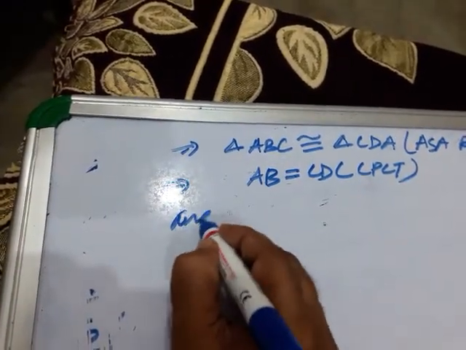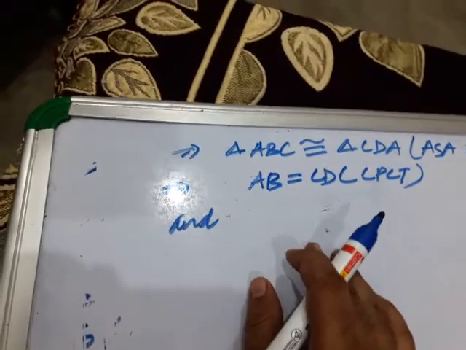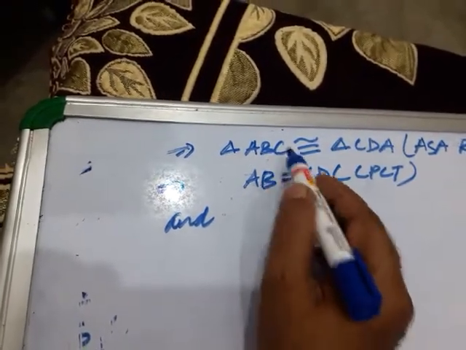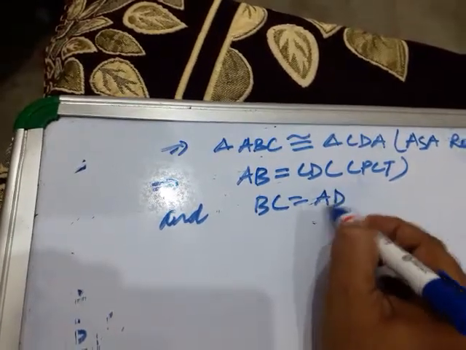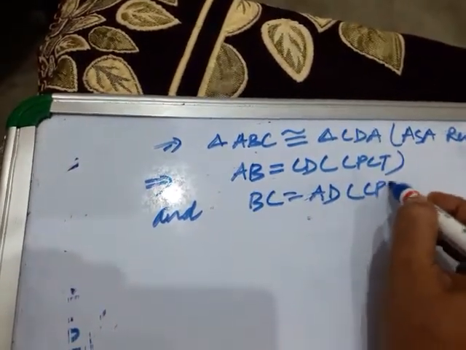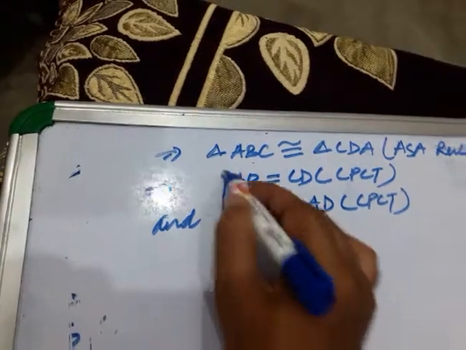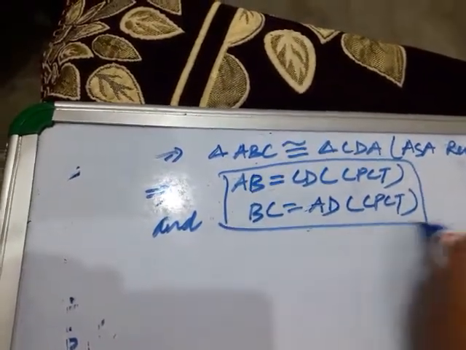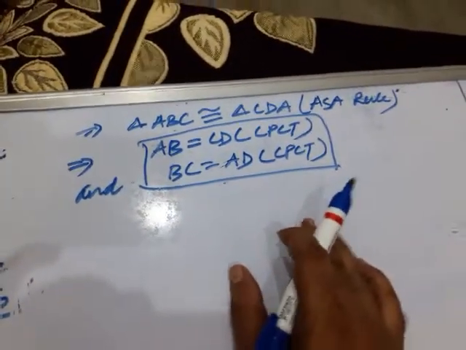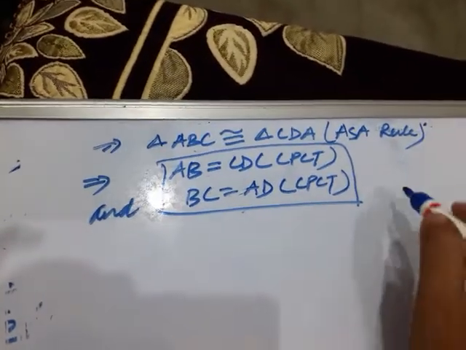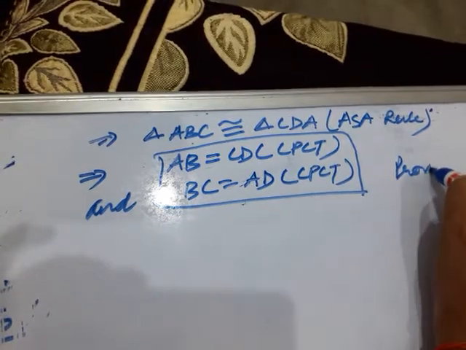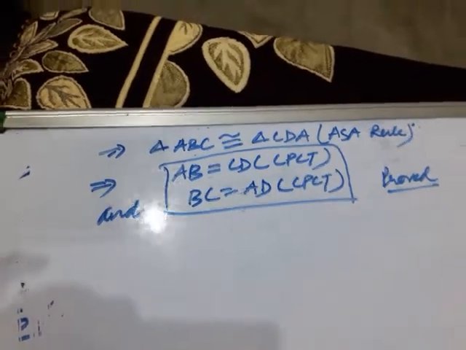And what else is there? That is BC equal to AD, that is also by CPCT. Okay children, so this is what we had to prove, that in a parallelogram opposite sides are equal. Okay children, this is the next proof. Clear? This theorem also we have proved.